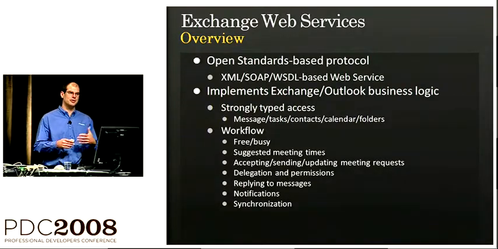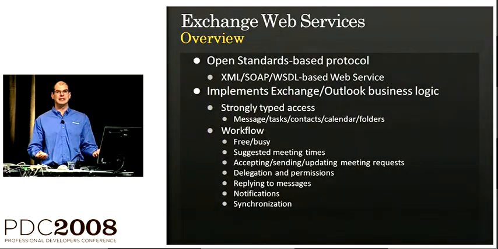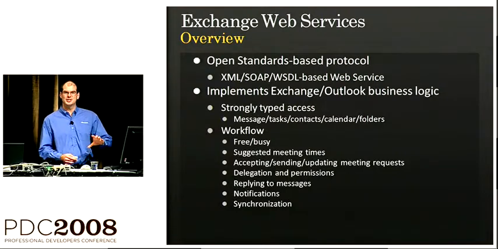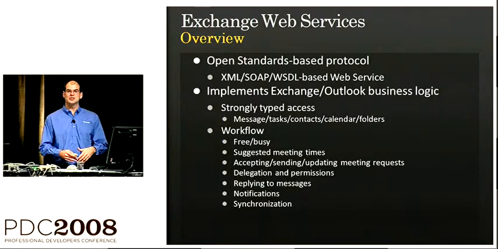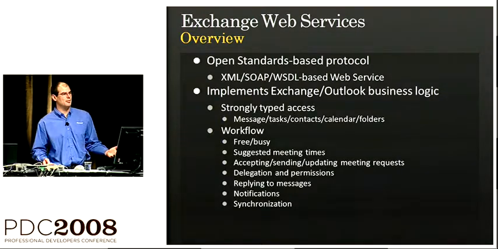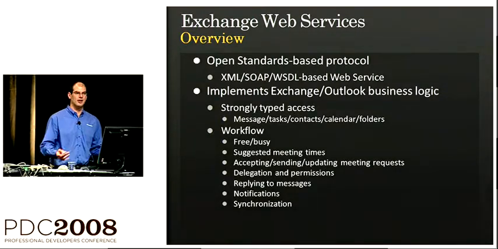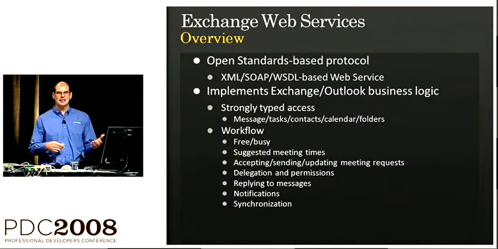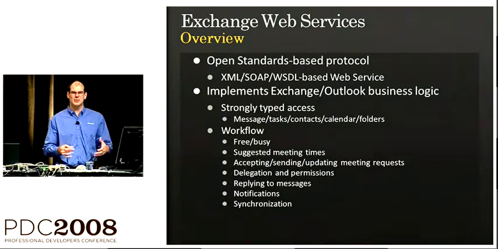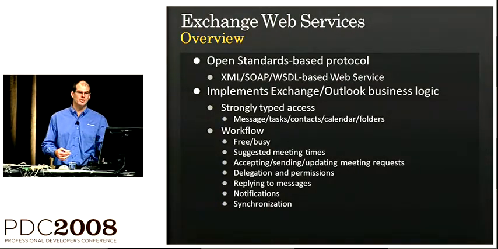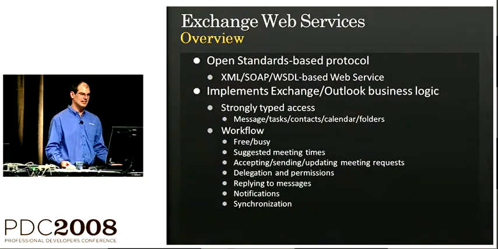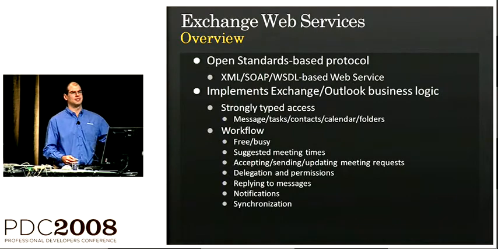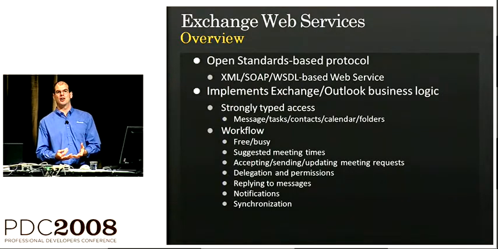I'm talking about free busy lookup, being able to find the best meeting time for a group of 10 people. Exchange can automatically do that for you. Exchange can go find suggested meeting times. When is the first time when a group of 10 or 20 people are all available? Accepting, updating, sending meeting requests, all that workflow around what happens if I get a meeting request in, maybe for a resource, and I want to accept it, or I want to tentatively accept it and send back a response. Web Services encapsulates all that for you.